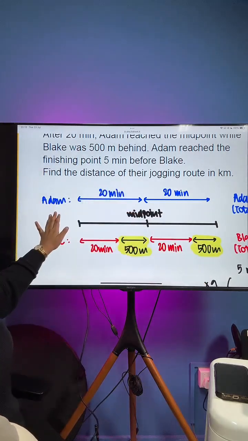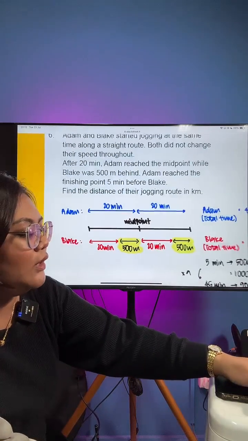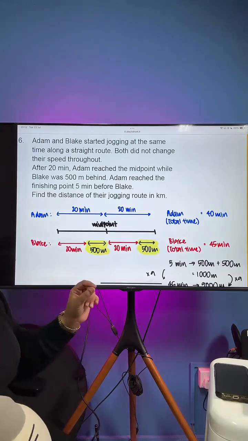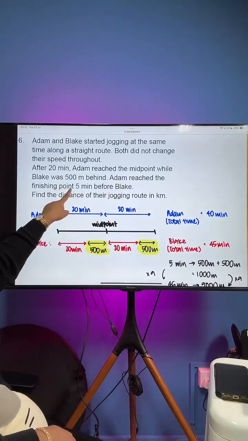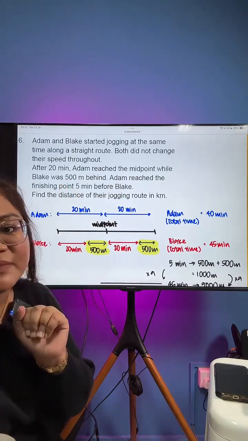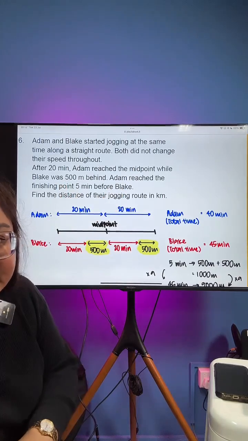So Adam will take 40 minutes in total, whereas Blake will take 45 minutes, because the question said Adam reached the finishing point 5 minutes before Blake. So Blake needs another 5 minutes. Okay? Alright, Ian, thank you.